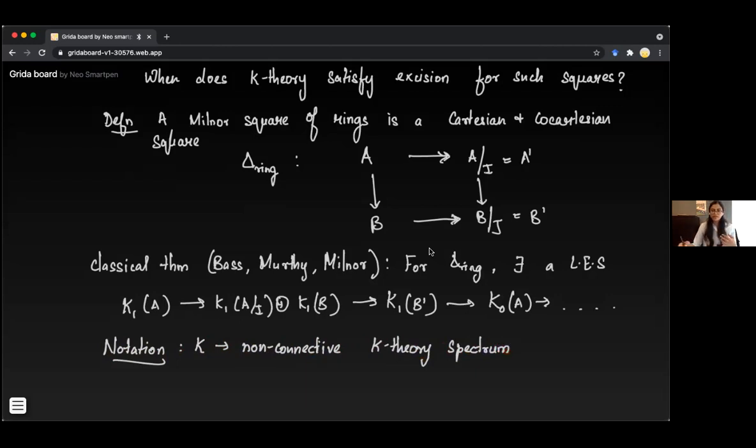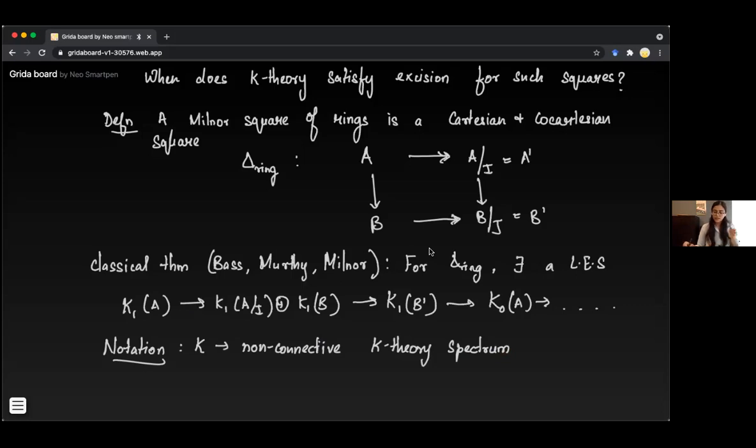So if you're working with schemes or stacks, you can just take the perfect complexes and then look at this as an infinity category, and then this non-connective K-theory spectrum is in the sense of Blumberg-Gepner-Tabuada. Or just in these geometric settings, you could also take the usual construction where you define the connective K-theory spectrum first and then deloop it. So that would be the notation. K would always be the non-connective K-theory spectrum.